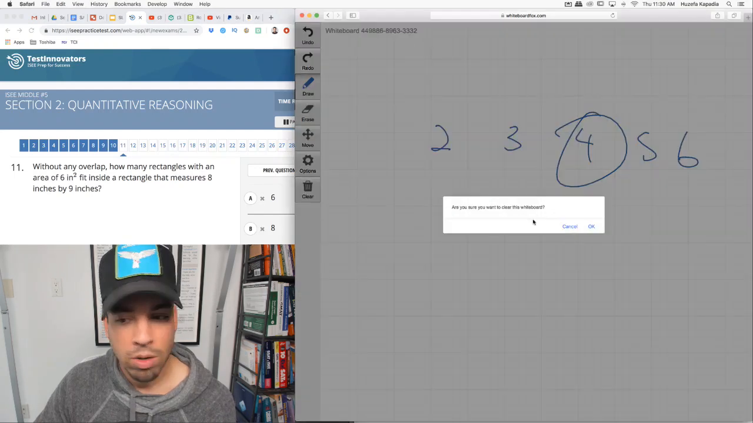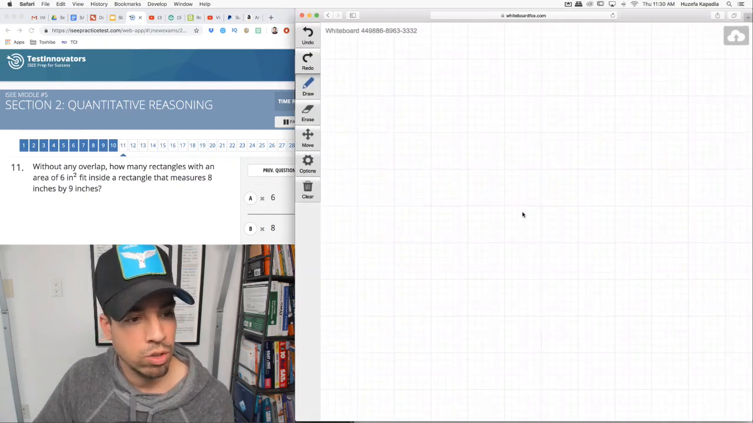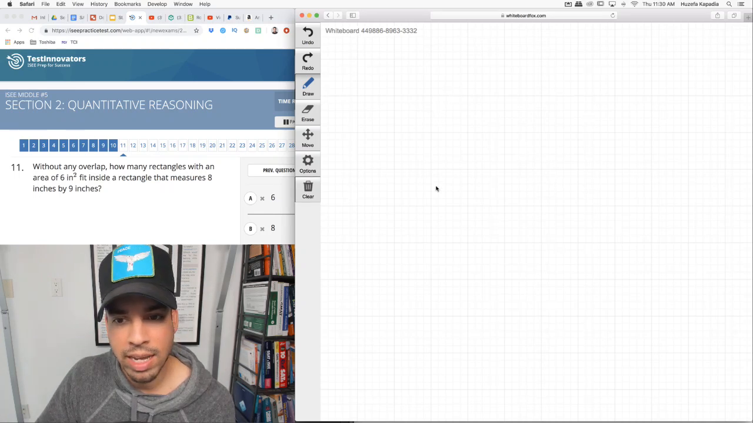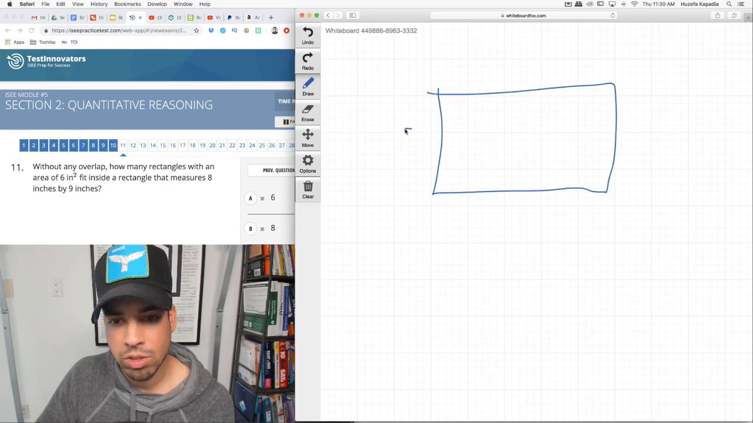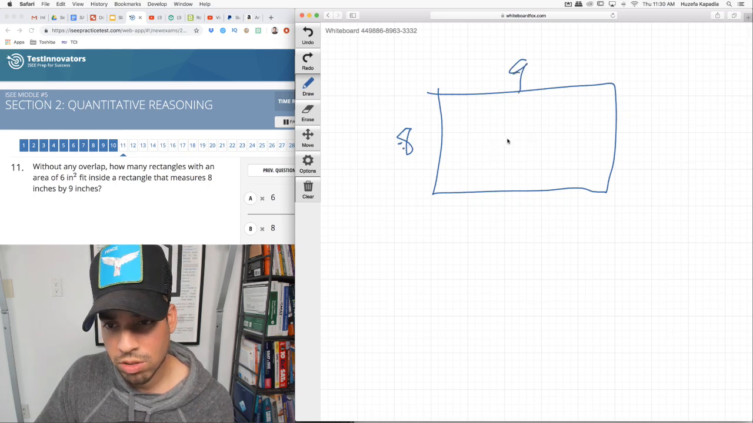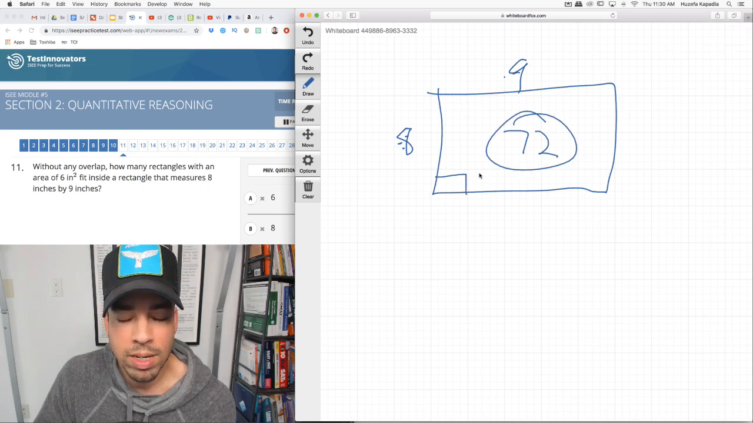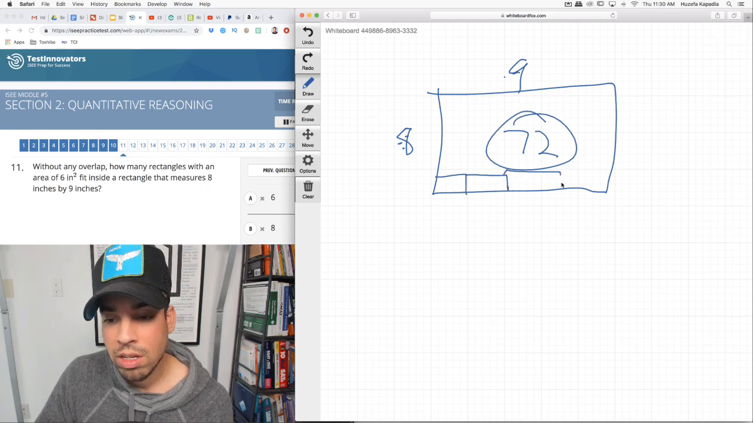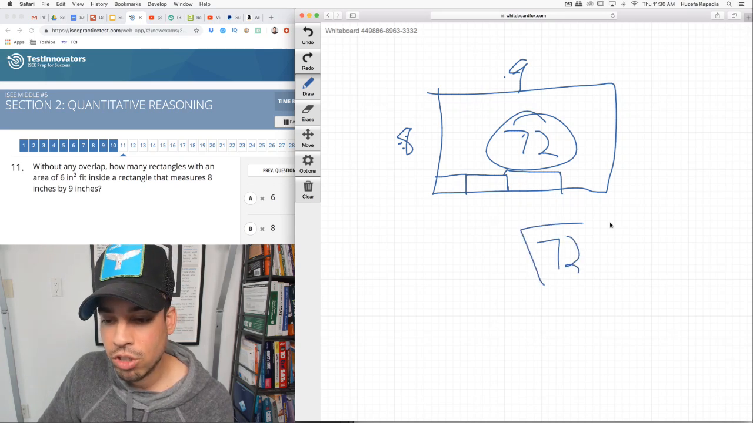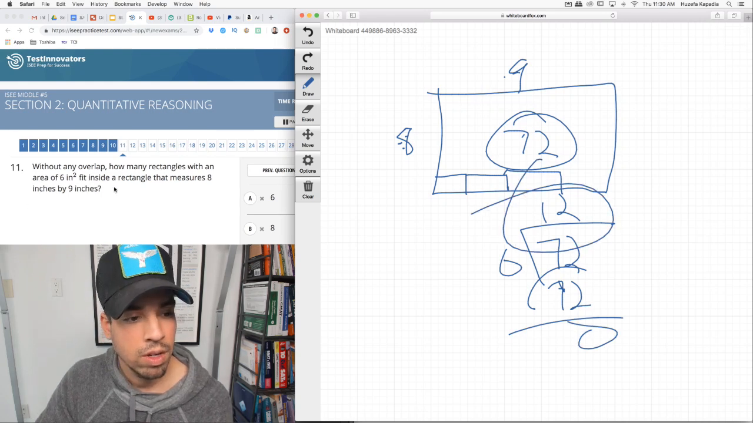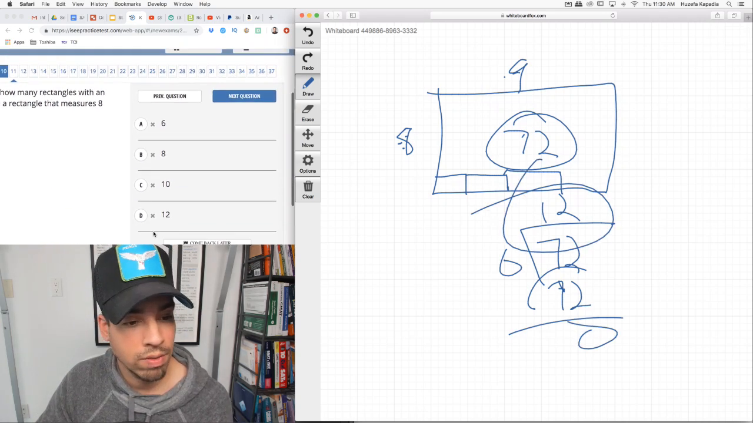Okay, next. Without any overlap, how many rectangles with an area of 6 inches squared fit inside a rectangle that's 8 by 9? So to do this, we say, all right, it's 8 by 9. To get the area of the big rectangle, it's 8 times 9, which is 72. And we want to see how many times we can divide it up into 6 square units, aka this is a division problem. 72 divided by 6 is 12. 12 is our answer, right? It's because 6 times 12 is 72.